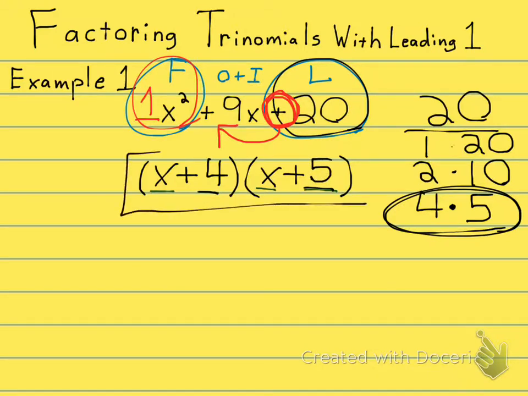The good thing about factoring is if you want to check it, you can multiply it out. I will leave this as an exercise for you. If you want to FOIL this out, you're going to find out that you get what you started with. But my two factors are x plus 4 times x plus 5. And it does not matter which order they're in. You could have the x plus 5 first and the x plus 4 second.